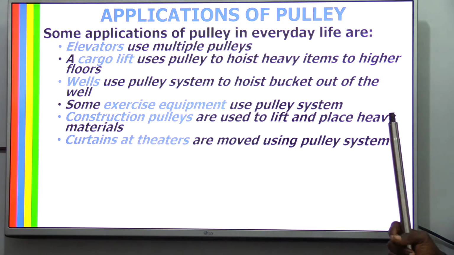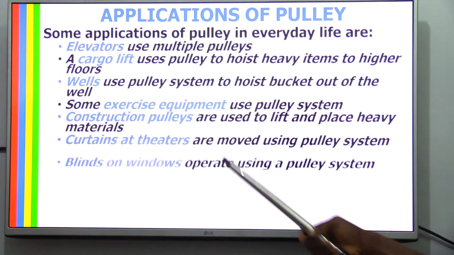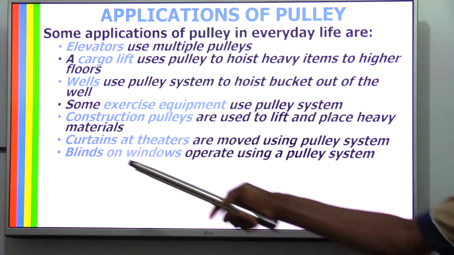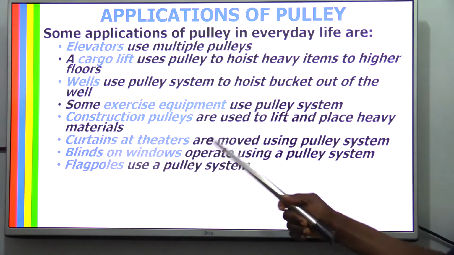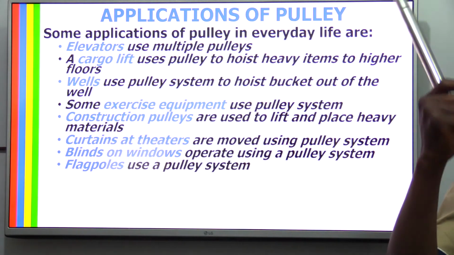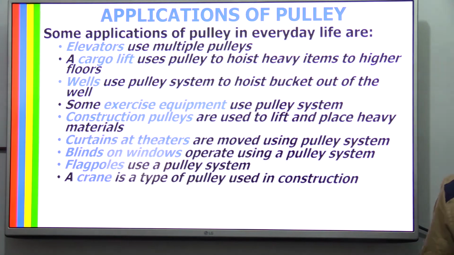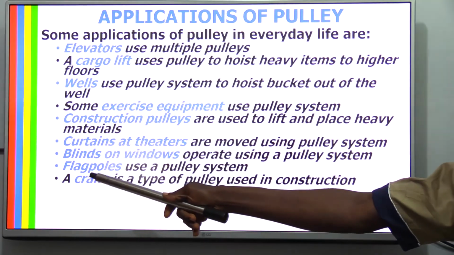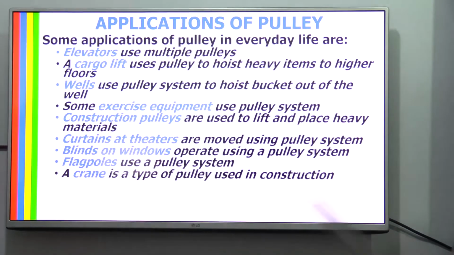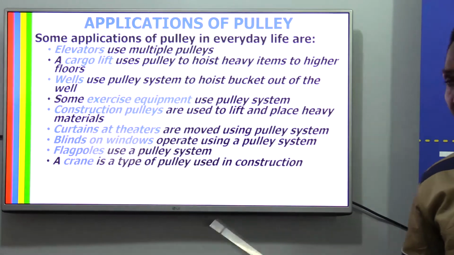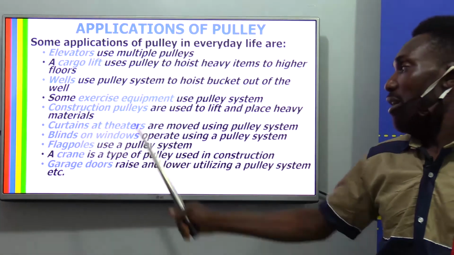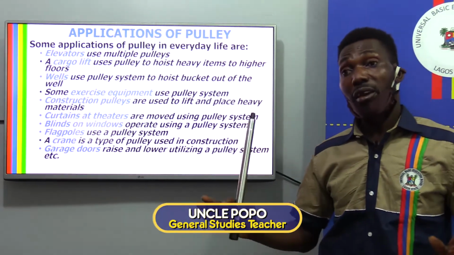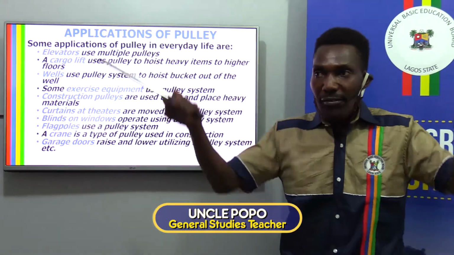Curtains at theaters are moved using a pulley system, I showed you before. Blinds on windows in some of your mommies' and daddies' offices. Flagpoles use a pulley system, like you have in your school. A crane is a type of pulley used in construction. At a construction site, you get to see a crane. Garage doors raise and lower using a pulley system. In the garage door, pulley is also used to lift it up.